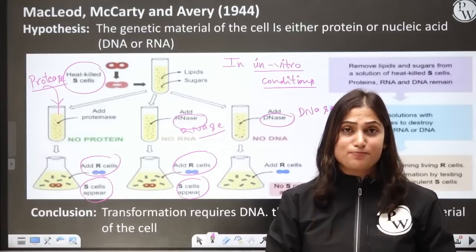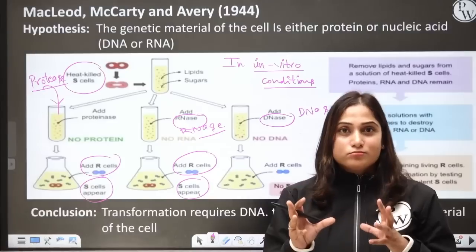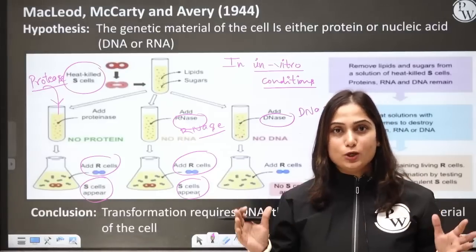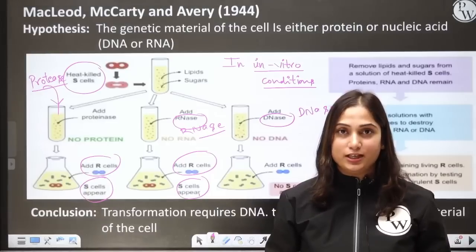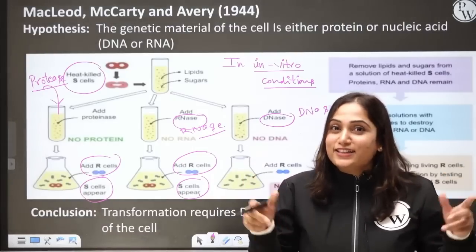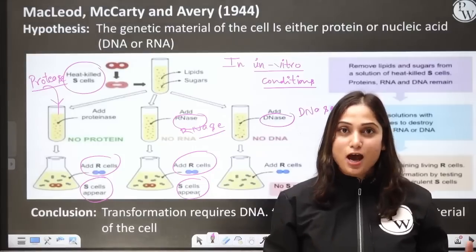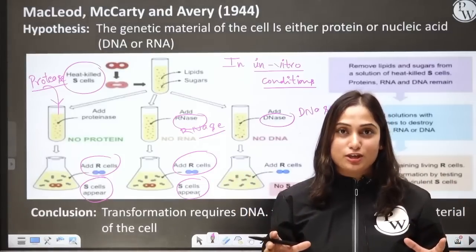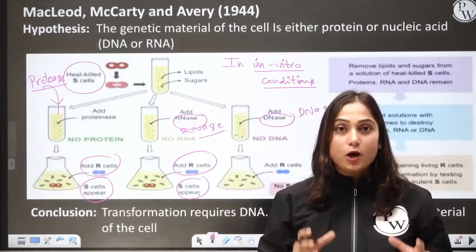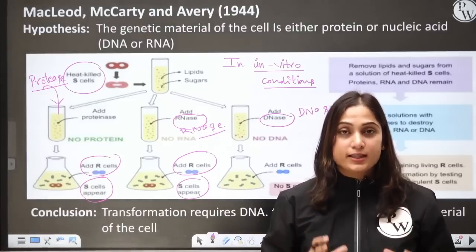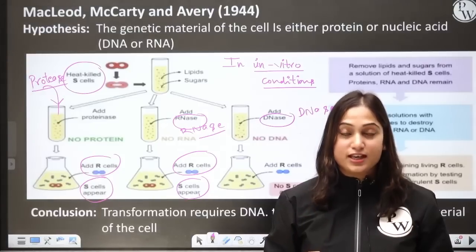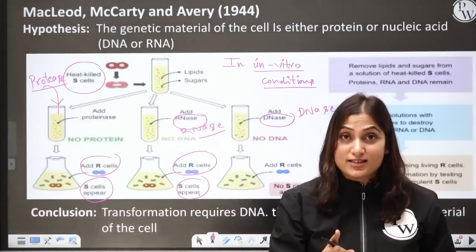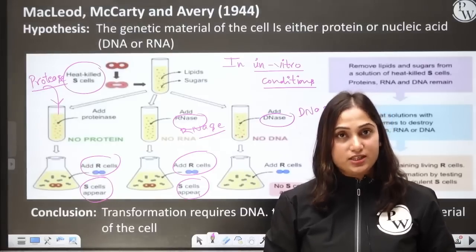So with this experiment, the topic of the discussion changed. Up till now, everybody used to think that protein is the genetic material, but now the topic of the discussion is changed. Now there is the new biochemical in the picture, and that is DNA. So MacLeod, McCarthy, and Avery told that the transforming principle of Griffith is nothing but DNA. So hence, they were the first ones to suggest that DNA is the genetic material.